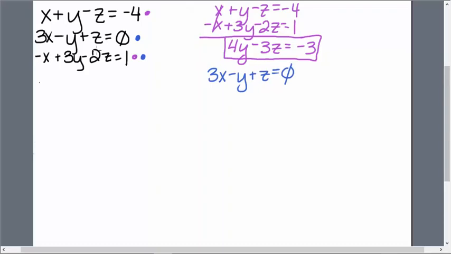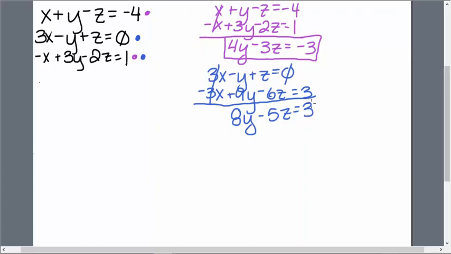And as I come over, I'm going to multiply the third row by 3, so what I'm going to have is negative 3x, y multiplied by 3, so I'm going to have 9y, negative 2z, so I'm going to have minus 6z, and 3. Now again, if I add straight down, my x's are going to go away. That's the point. So I have negative y plus 9y is 8y minus 5z is equal to 3.